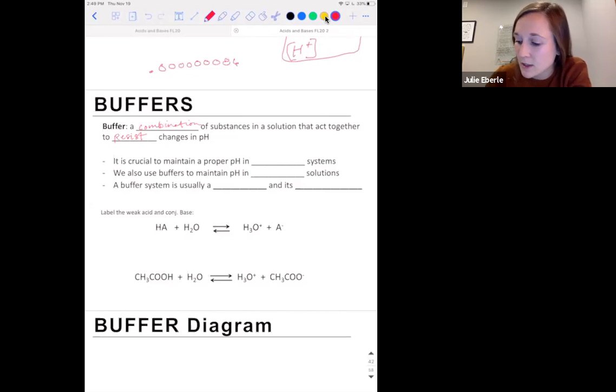Why are buffers important? It's important to maintain proper pH in biological systems. The main aspect we're going to talk about with that today is your blood. Your blood has to maintain a very constant pH. So that's one reason it's important. But there's also other reasons. We also use buffers to maintain pH in laboratory solutions.